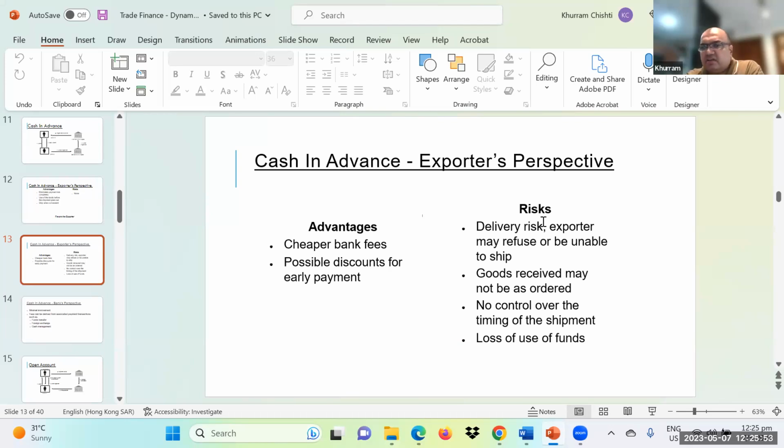But the risks for the importer, Almaya Supermarket, sitting in the UAE, are high. Why? Because KC Limited in India has the money now. I may not even ship.